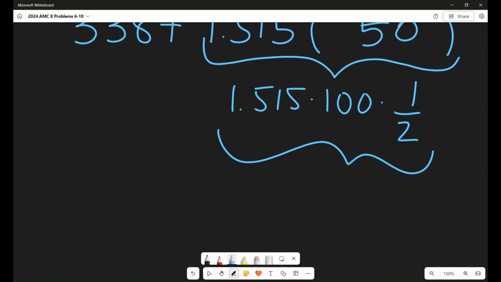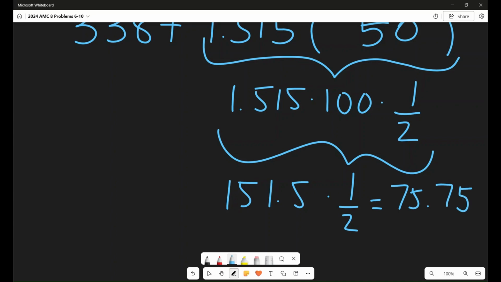So that is 151.5 times 1/2. So that's around 150 times half, which is 75. And then the 1.5 times half would be 0.75. So it's 75.75.